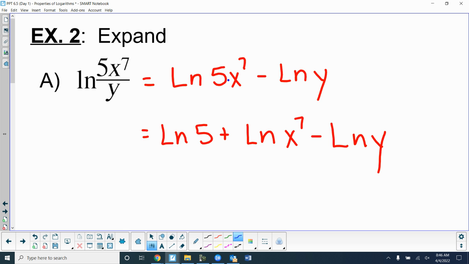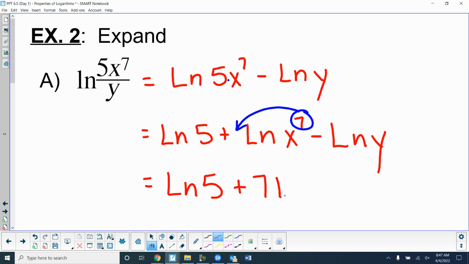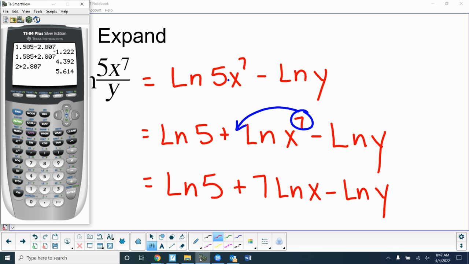Okay? When you expand, they don't want any exponents. So what can I do with that 7, according to our properties we just learned? I can move it out front, right? So my answer then of this being expanded is natural log of 5 plus 7 times natural log of x minus natural log of y. Okay? So you've just expanded it. Now, if there's anything there that you can actually do, you should probably do it. Since I have a natural log button, right down here, I could put in natural log of 5 and get that answer, 1.609.